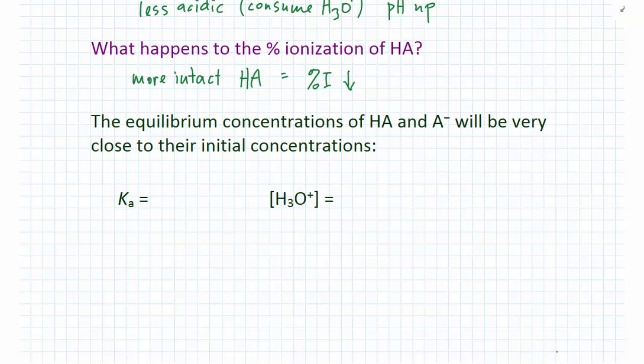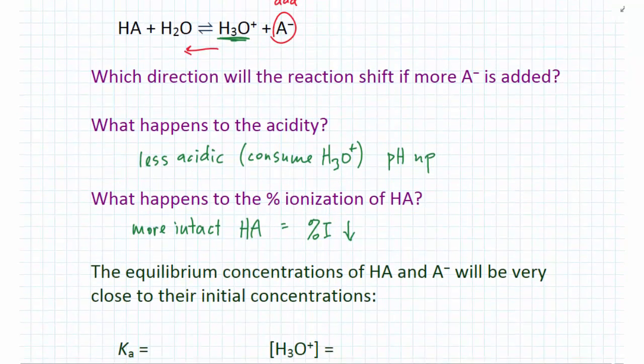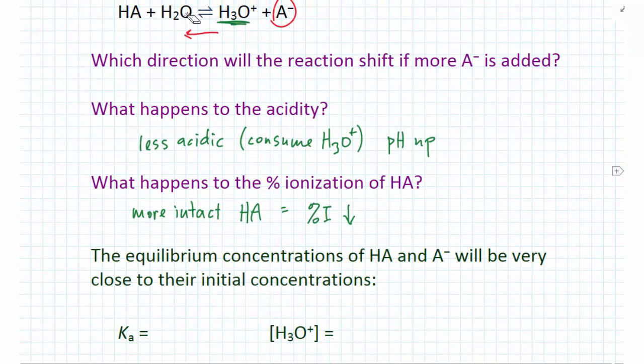So the Ka equation for this one right here, what would go on top of that fraction? We're just doing concentrations of these things. Yep, the hydronium and the conjugate base. And then the bottom would be, yeah, just HA, not water.